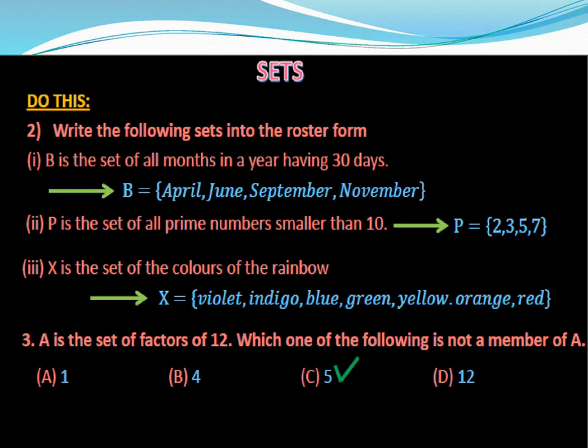Then second, P is the set of all prime numbers smaller than 10. You can write the prime number set smaller than 10. Then we can write P equals to the set of 2, 3, 5, 7. Why? Because we can write 2, 3, 5, 7, the prime numbers below 10. What are they? 2, 3, 5, 7. Then we will write P is a set. Then P equals to the set of 2, 3, 5, 7.